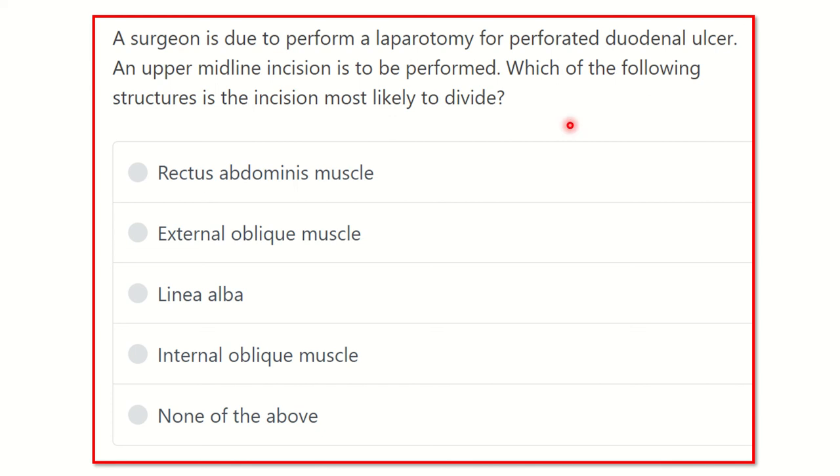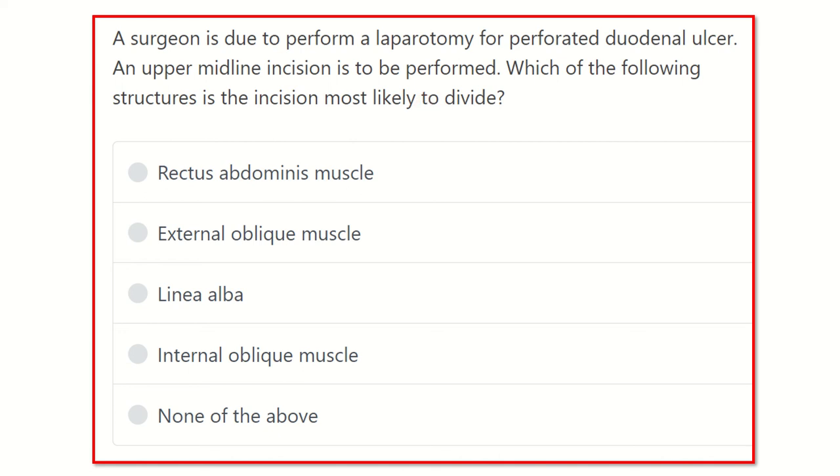So here is the question: a surgeon is due to perform a laparotomy for perforated duodenal ulcer. An upper midline incision is to be performed. Which of the following structures is the incision most likely to divide?